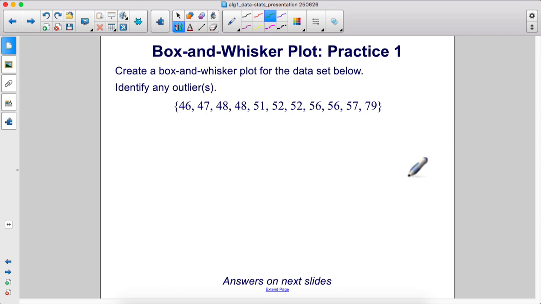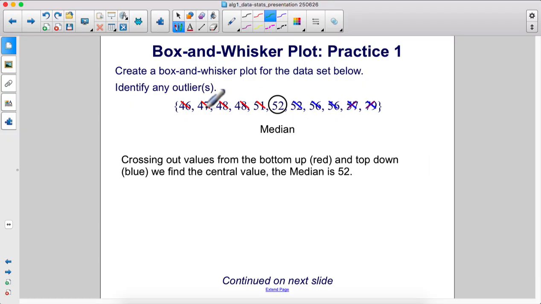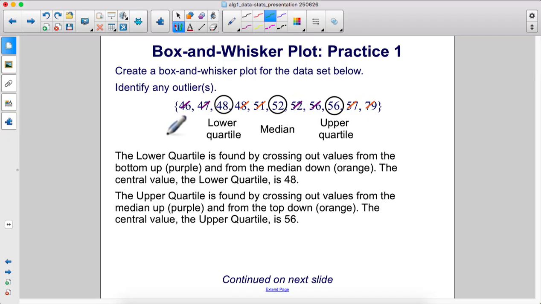Create a box and whisker plot for the data set below. Identify any outliers. Crossing out values from the bottom up and the top down, we find the central value. The median is 52. The lower quartile is found by crossing out values from the bottom up and from the median down. The median of the lower half of the data is 48.